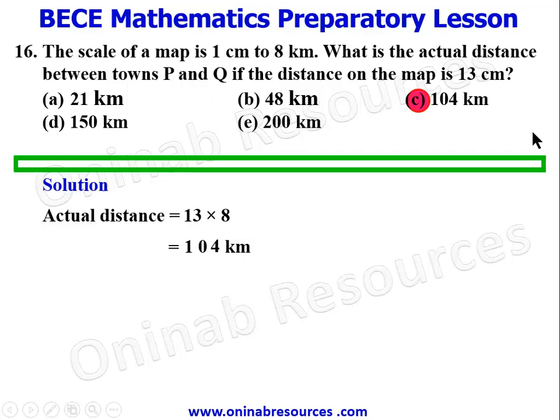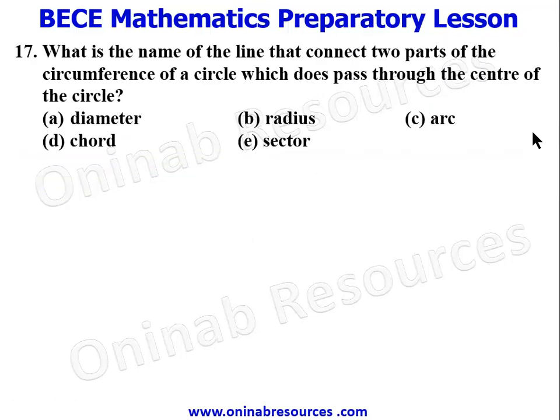We are done with problem 16. We go to problem 17. What is the name of the line that connects 2 points of the circumference of a circle?